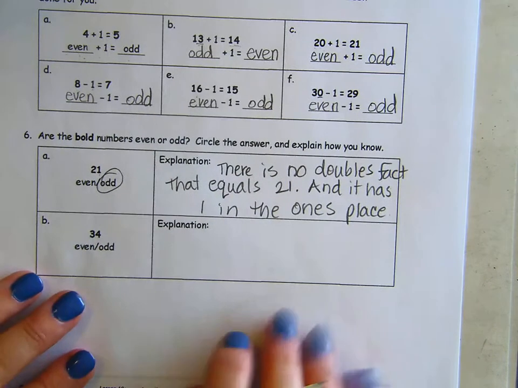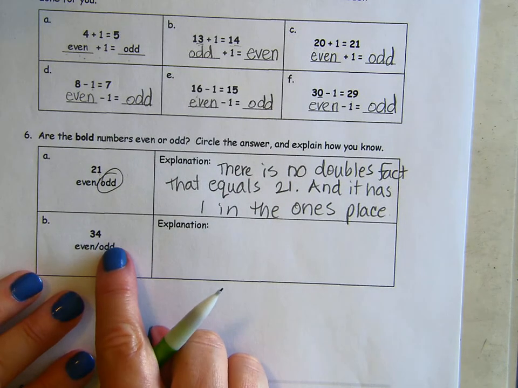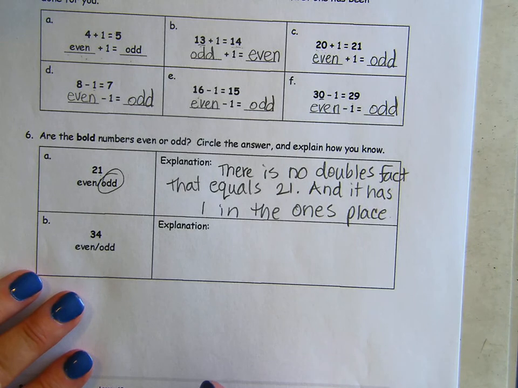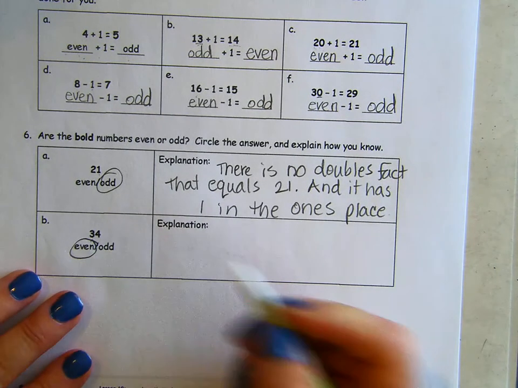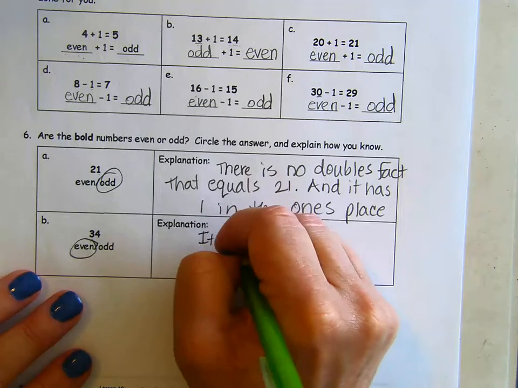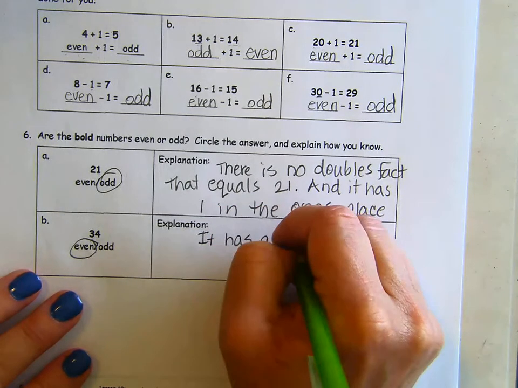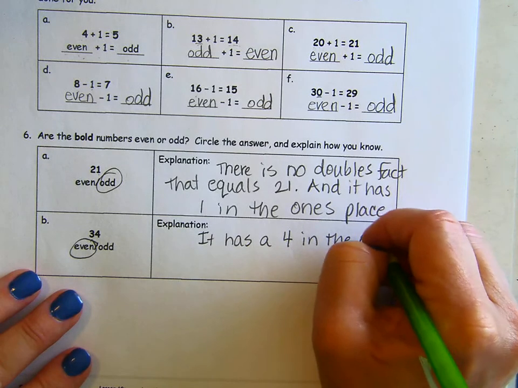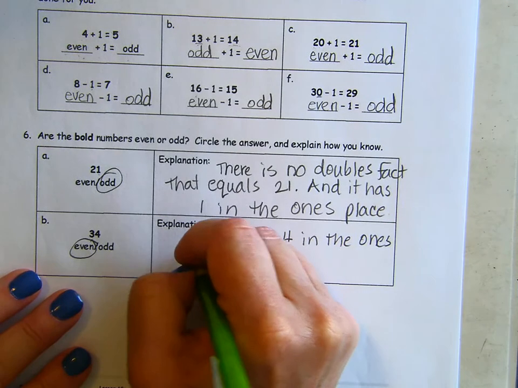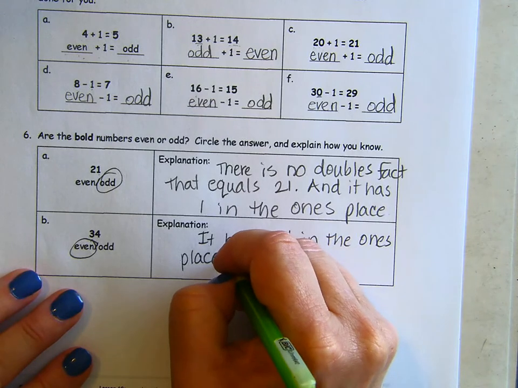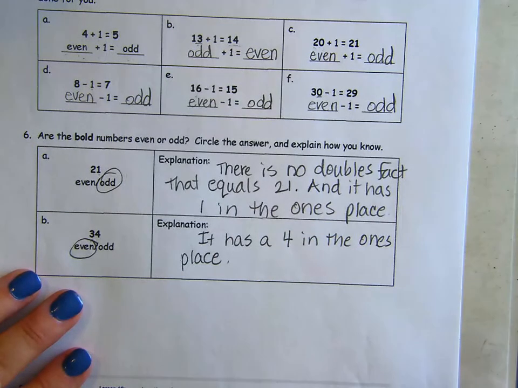So then let's look down here. We've got 34. Is that even or odd? It has a 4 in the ones place. So it has to be even.